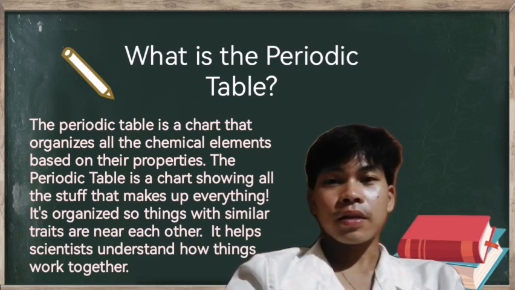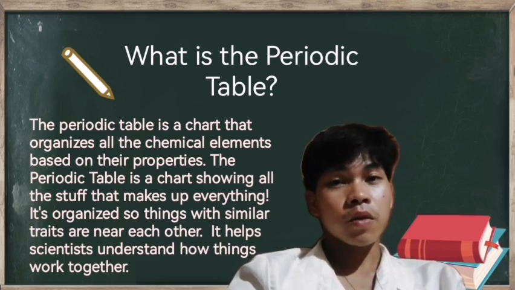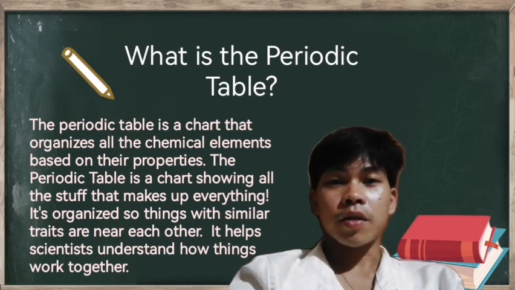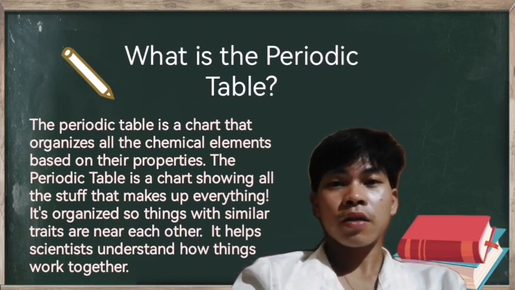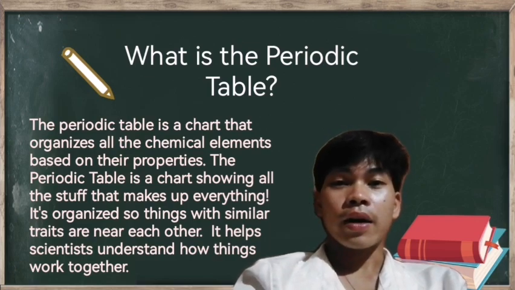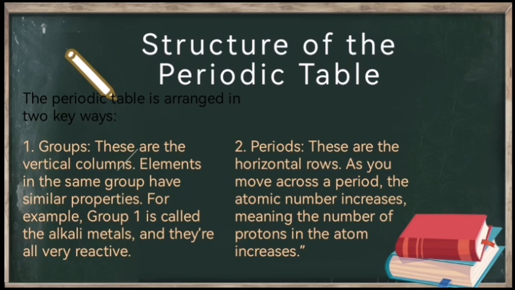Think of it like a seating chart, but instead of students, we have elements. Each element's position on the table tells us something important about it, like how it reacts with others.